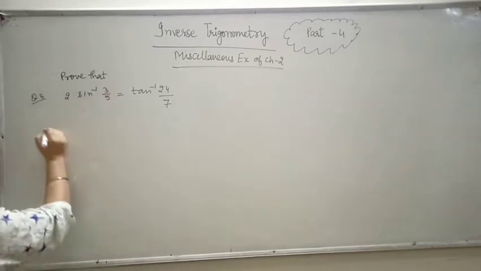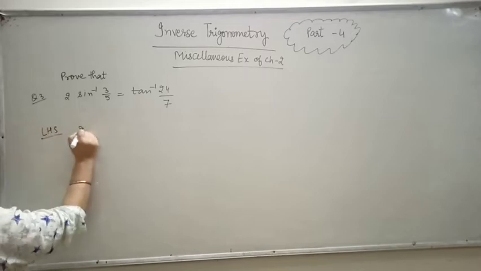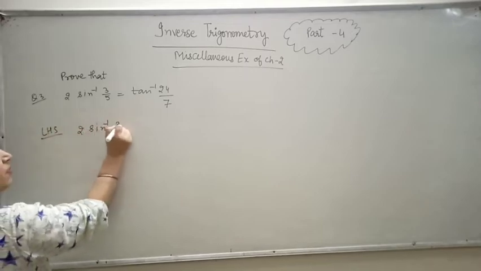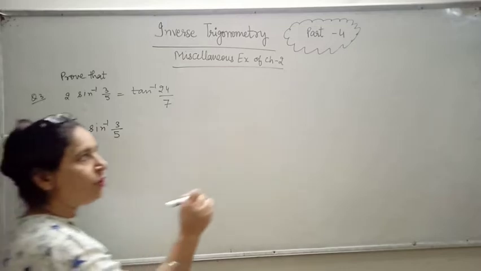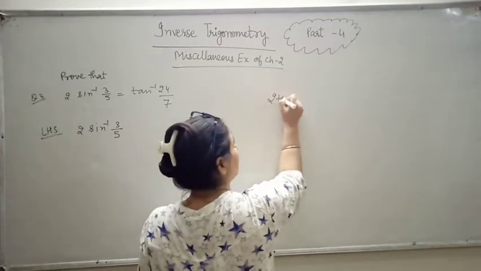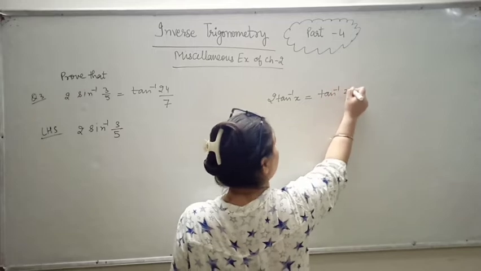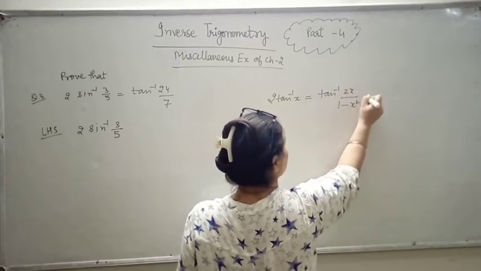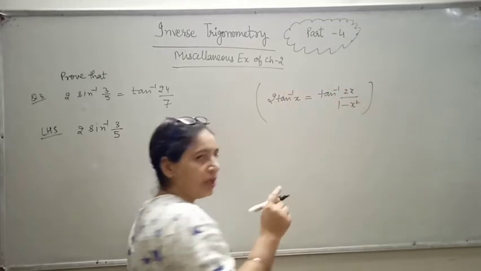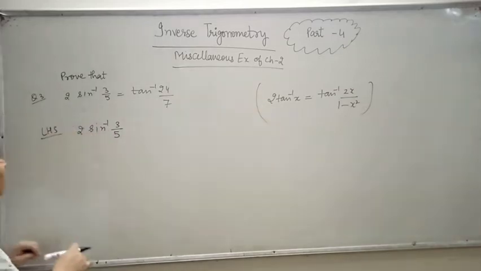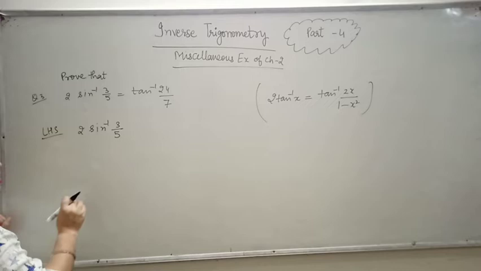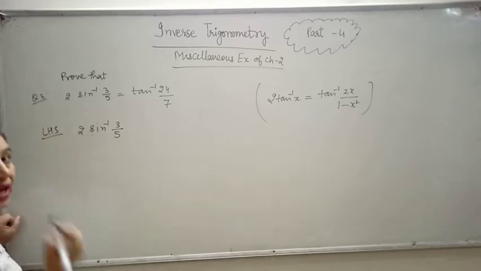So I am taking the left hand side. This is 2 sine inverse 3 by 5. But I know the formula of 2 tan inverse x, that is equal to tan inverse 2x upon 1 minus x square. Write the supportive reason in this on one side. So it means I need to change this sine inverse into tan inverse.